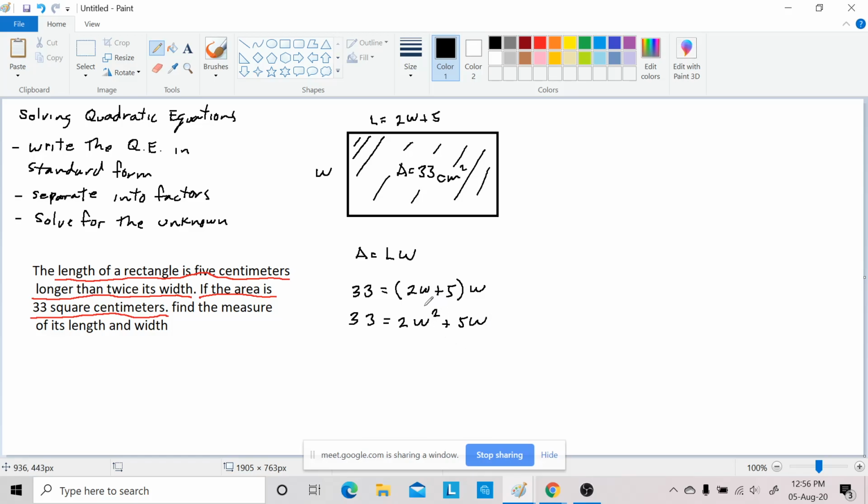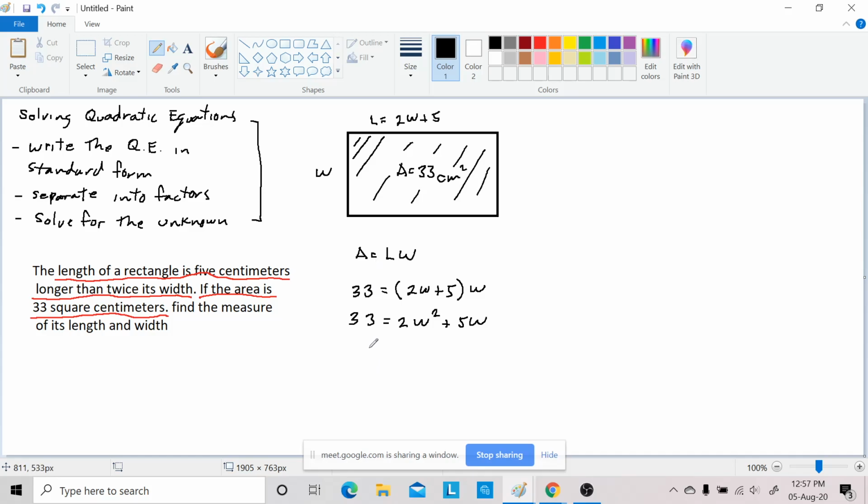Okay, now that it comes out, we have a highest exponent of 2. So this falls under quadratic equations. Now that we know this is a quadratic equation, we can apply these steps in order for us to solve for the unknown. First step, write it in standard form. So what's the standard form of this?